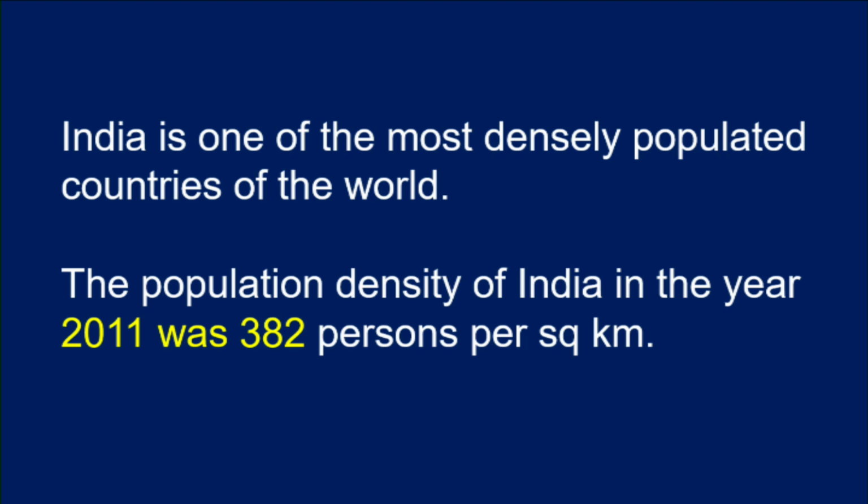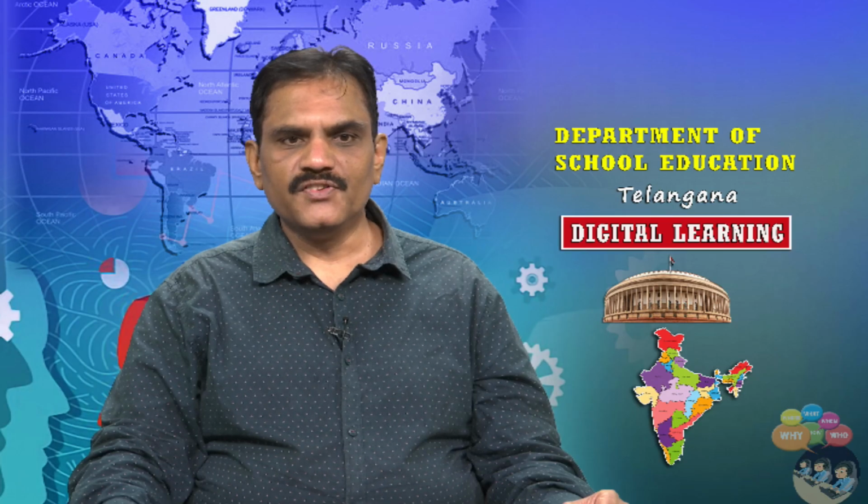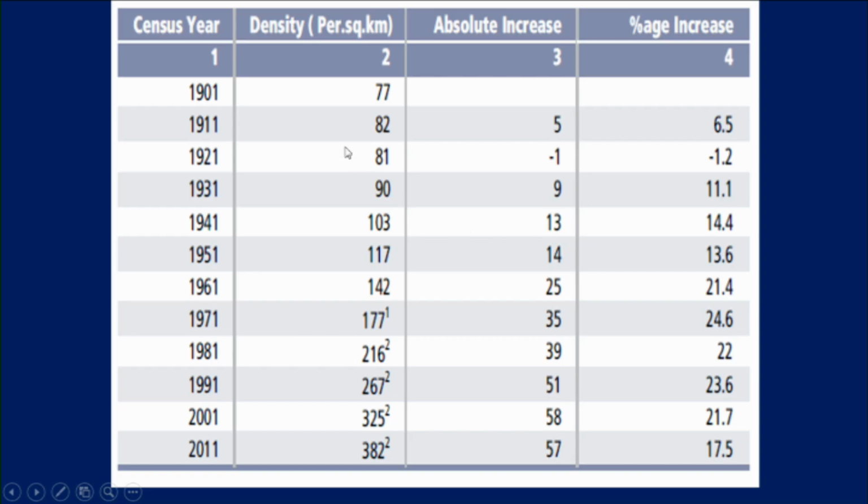The population density of India in the year 2011 was 382 persons per square kilometer. Here we can see the density. In 1901 it was 77. Means however the population is increasing, in the same way we can see the change in the density also. Density will go on increasing. In 2011 it is 382. So there is an absolute change, and there is a 17.5% change in the density of the population. Like this, the density is going on increasing.